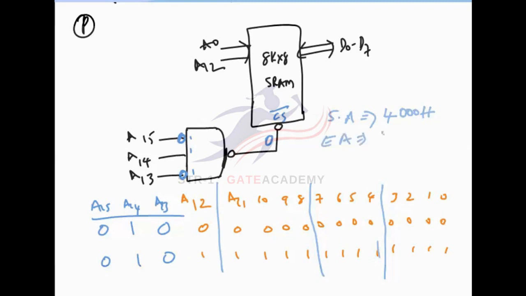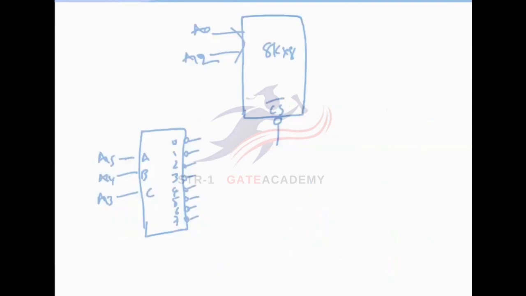Ending address is 5 and these are 1, 1, 1, right? So F, F, F, H. Okay. So this is another problem, starting address. And now same SRAM, 8 kilobyte by 8 SRAM is connected with chip select is connected with one decoder.